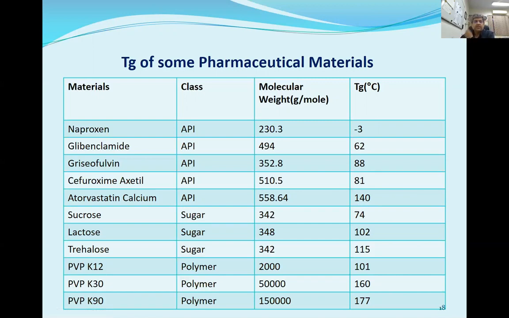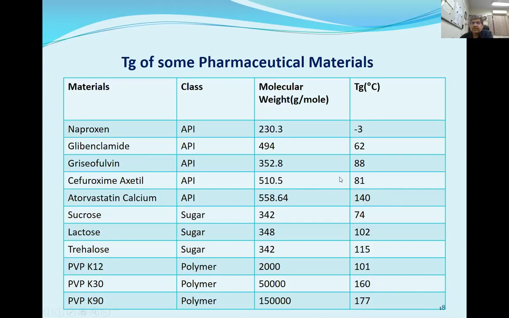The significance of this is the fact that the higher the Tg value, the more stable it would be at the storage temperature, that is, the ambient temperature. So naproxen with a Tg value of -3 would not be stable at all if you store it at room temperature. But if you look at atorvastatin calcium, which has a Tg of 140, even the amorphous form of atorvastatin would be stable for a very long period of time at room temperature.